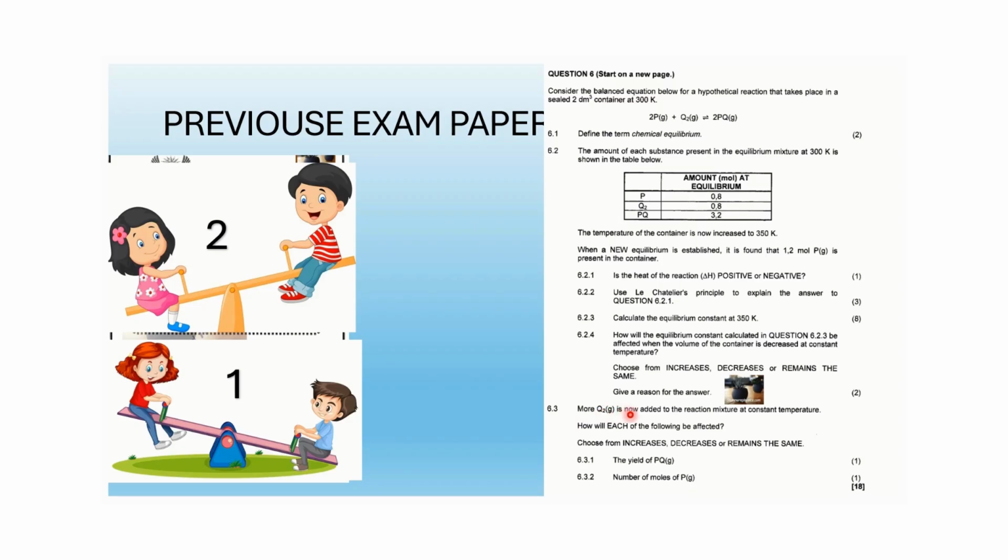However, here I want you to focus much on question 6.3, whereby it says more Q2 is now added to the reaction mixture at constant temperature. And guys, know that at constant temperature, Kc remains the same. But in this case, we are not talking about the Kc, because 6.3.1 is talking about the yield of PQ. So how will each of the following be affected? Choose only increase, decrease, or remains the same. The yield of PQ.